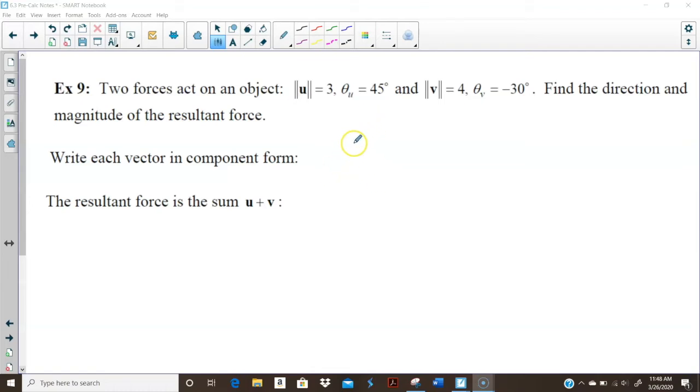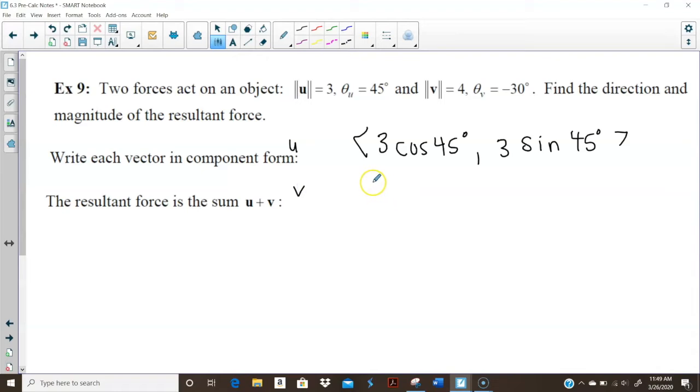So we have vector u, and vector u has a magnitude of 3, and it's the cosine of theta, which is 45 degrees, and the magnitude of 3 and the sine of 45 degrees. So that is vector u. Then we're going to write vector v. Vector v is going to be 4 is the magnitude. We've got the cosine of negative 30 degrees and 4 and the sine of negative 30 degrees.